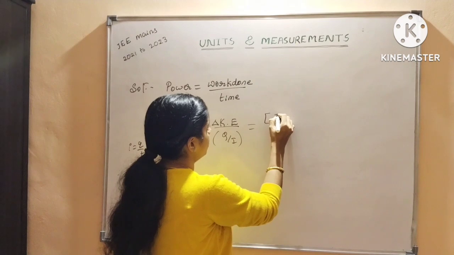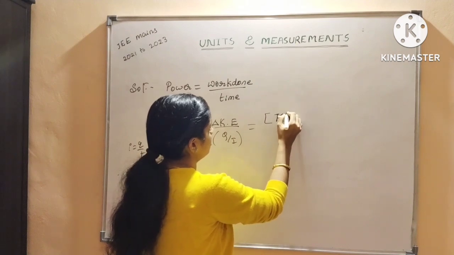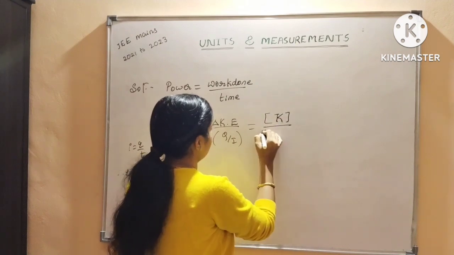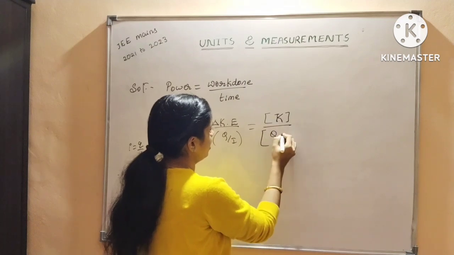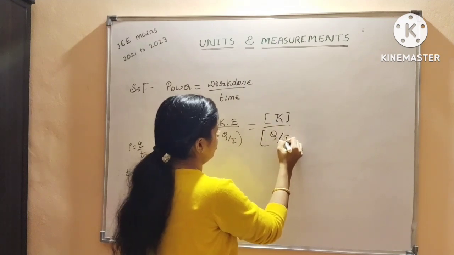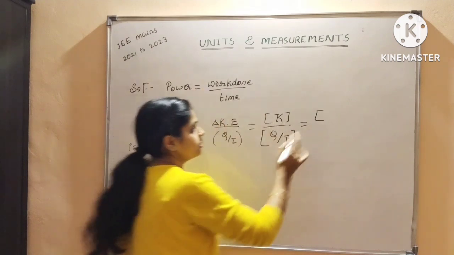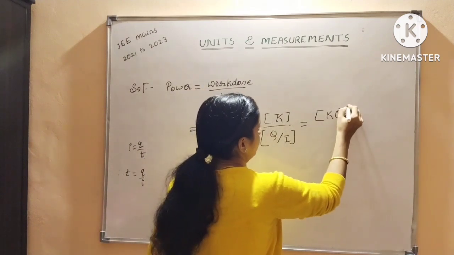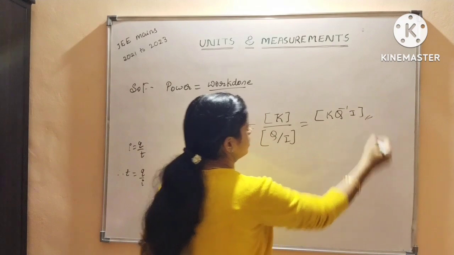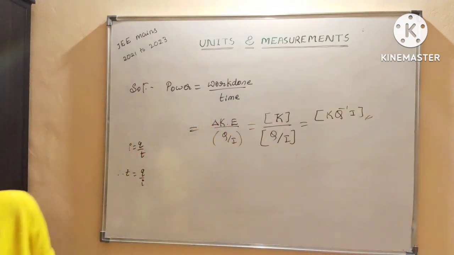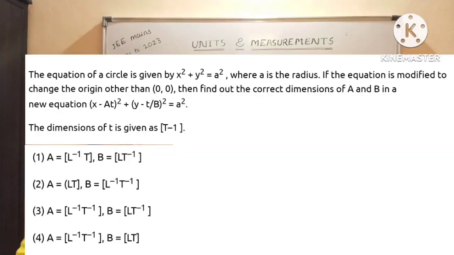Change in kinetic energy has dimension K, divided by charge q, which has dimension q by I. Therefore the dimension of power is K q power minus 1 I. This is the dimension of power. Let us see the next question.